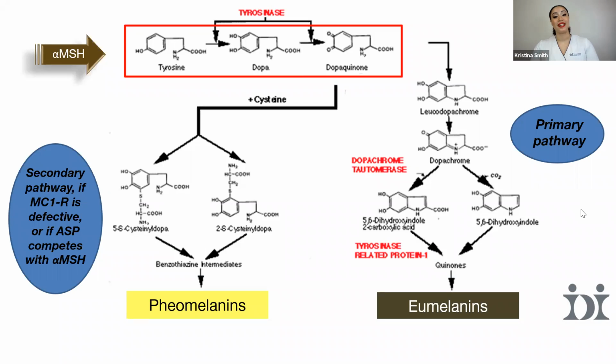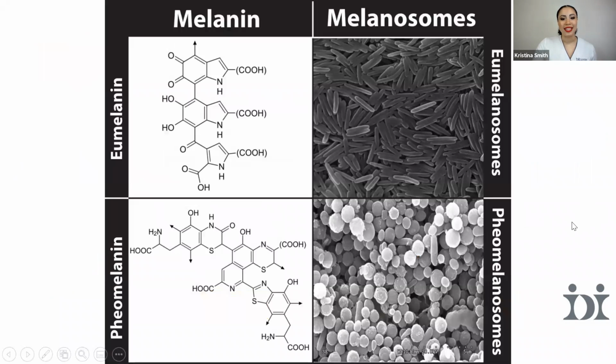So let's start breaking down these types of melanin a little bit more. Now we know how they're created. We now want to figure out, well, what is the difference and why is it important? So the chart you're looking at now, on the left-hand side is the chemical structure of eumelanin and pheomelanin. And remember, we're not breaking down chemical structure today, but what I do want you to look at is the other side of the chart, which is the melanosomes.